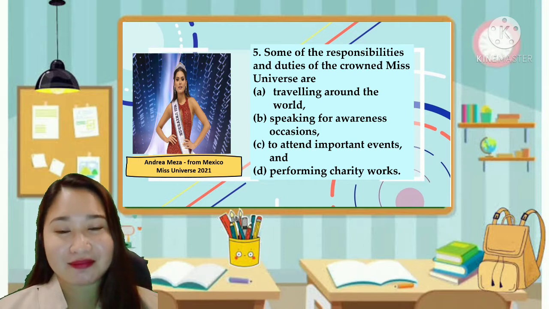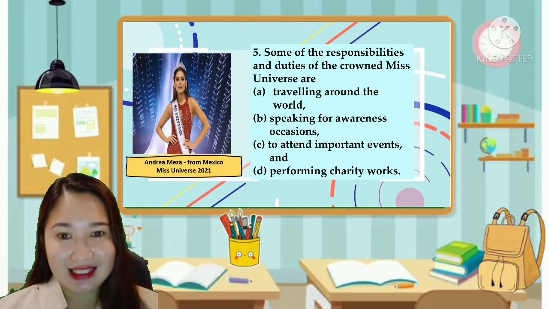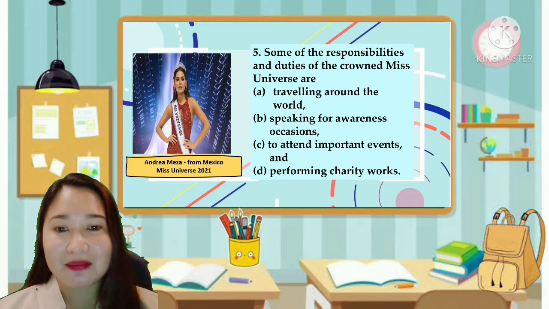Number 5. Some of the responsibilities and duties of the crowned Miss Universe, just like Miss Andrea Meza from Mexico, our Miss Universe 2021, are traveling around the world, speaking for awareness, to attend important events, and performing charity works. Which part of this sentence suggests an unmatched pattern?